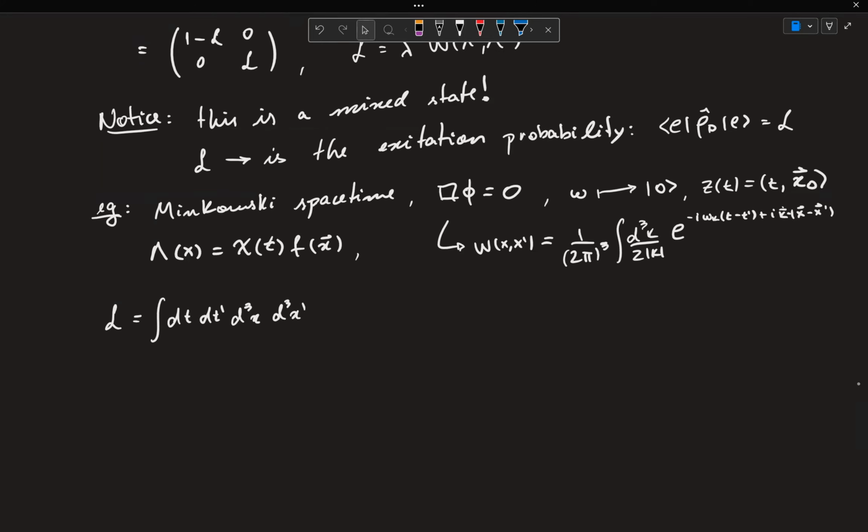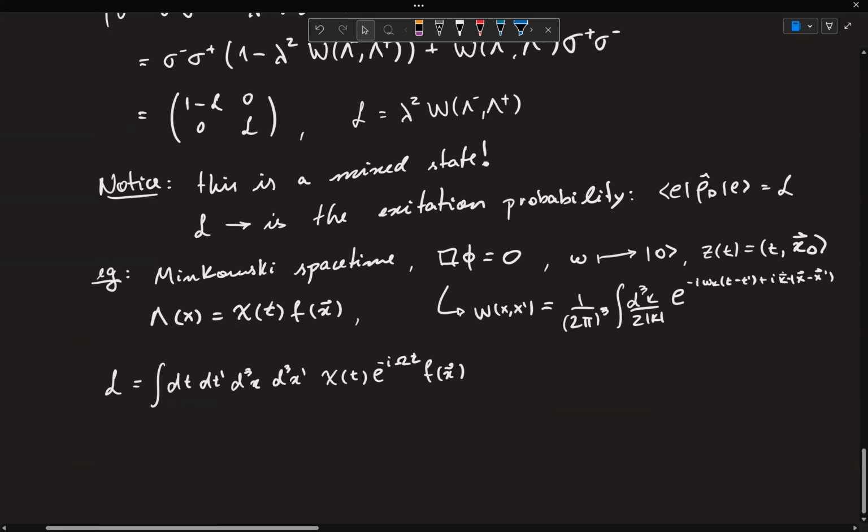Now here I'm going to separate things into the chi of t, e to the I omega t that we had from before. But we also have the f of x. So this would be, with a minus, the lambda minus on the W, lambda minus lambda plus. So this term. Now we're going to have the chi of t prime with the e to the I omega t prime, f of x prime.